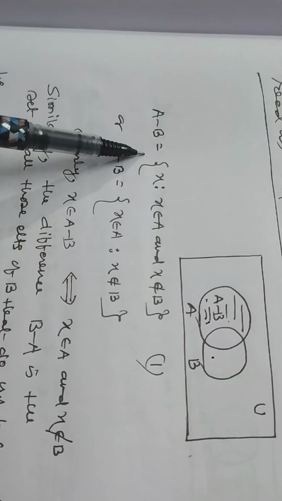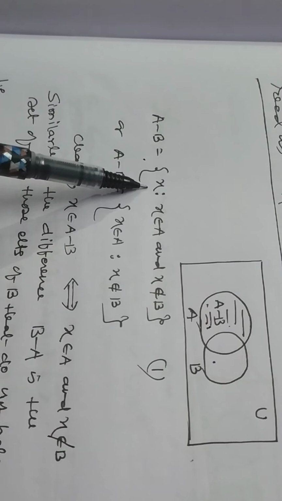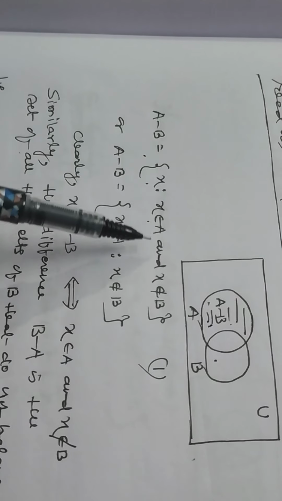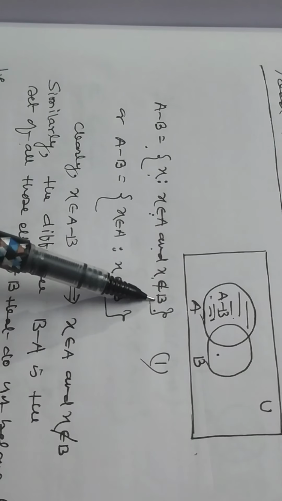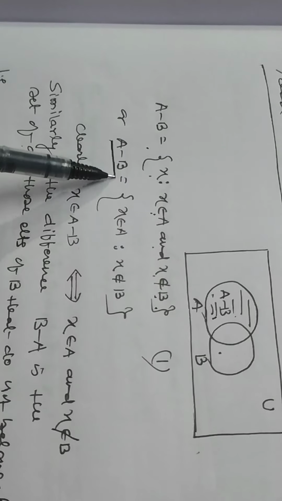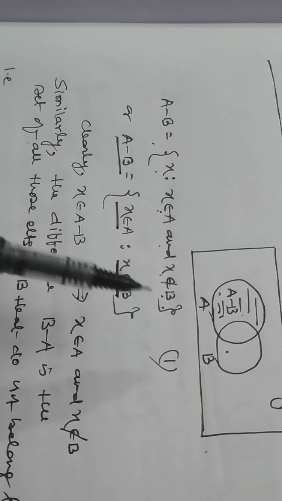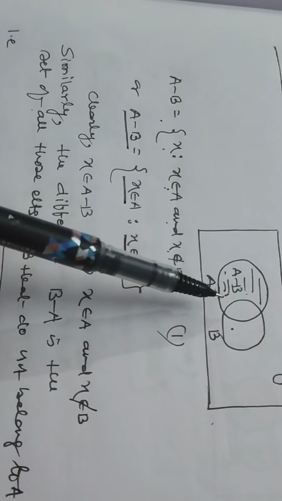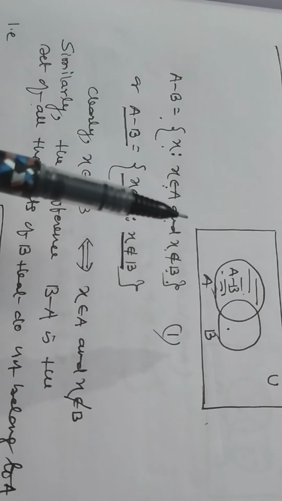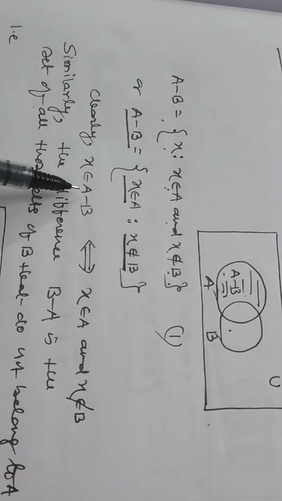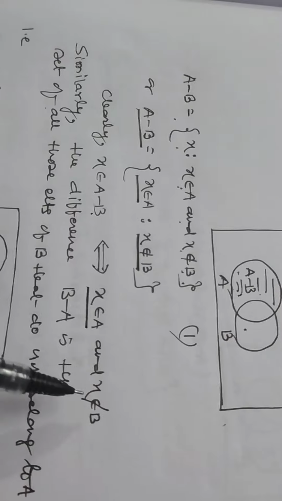A minus B can be represented in the form of set as the collection of elements X such that X belongs to A and X does not belong to B. A minus B can be written as X belongs to A such that X does not belong to B. A का हुआ एलिमेंट जो A में बिलोंग करे लेकिन B में नहीं करे. Clearly X belongs to A minus B if and only if X belongs to A and X does not belong to B.